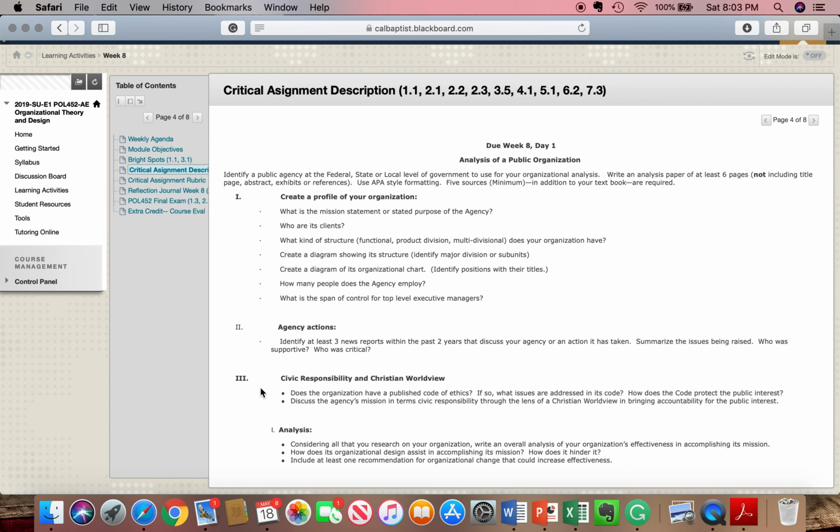Then the second part is agency actions. Identify at least 3 new reports within the last 2 years that discuss your agency or an action it has taken. Summarize the issues being raised, who was supportive, who was critical. So this could obviously be your sources that you're going to be citing, because you're going to do some sort of search. You're going to find 3 recent articles about your agency. They can be critical articles, or ones that support it.